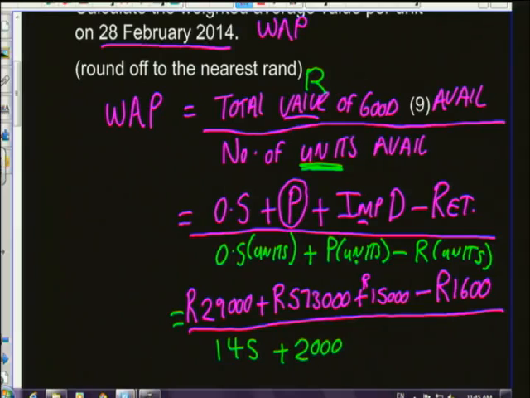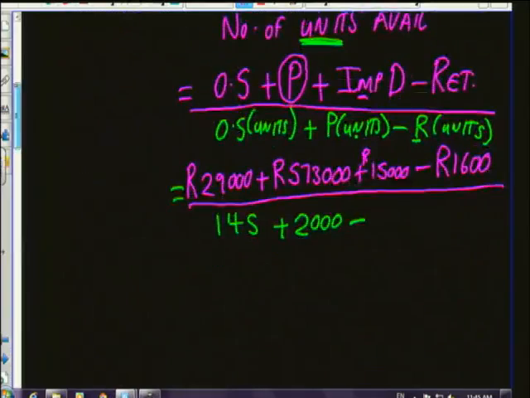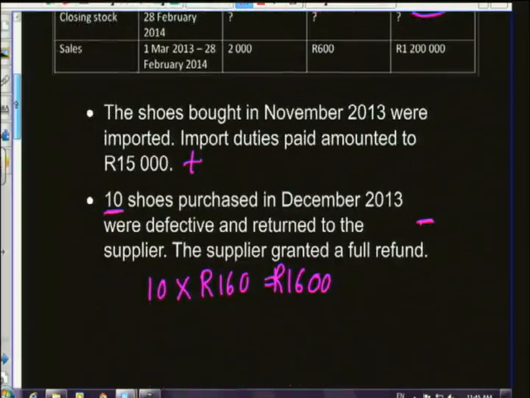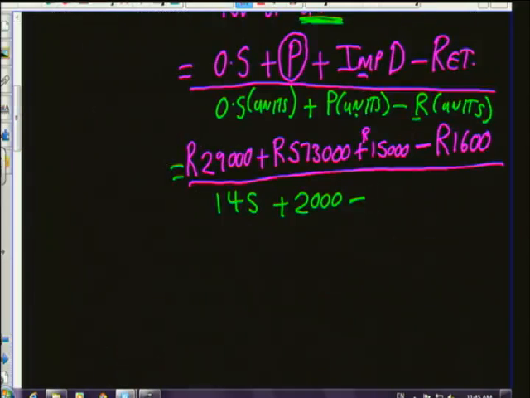Right, final part of this part of the calculation, we're now going to subtract any returns. Okay, we came across returns, but let's read through the information one more time. Okay, towards the bottom. How many pairs of shoes were returned? 10 pairs purchased in December were defective and returned, and remember we're focusing on units, so 10 pairs of shoes were returned, so we are obviously subtracting the 10.